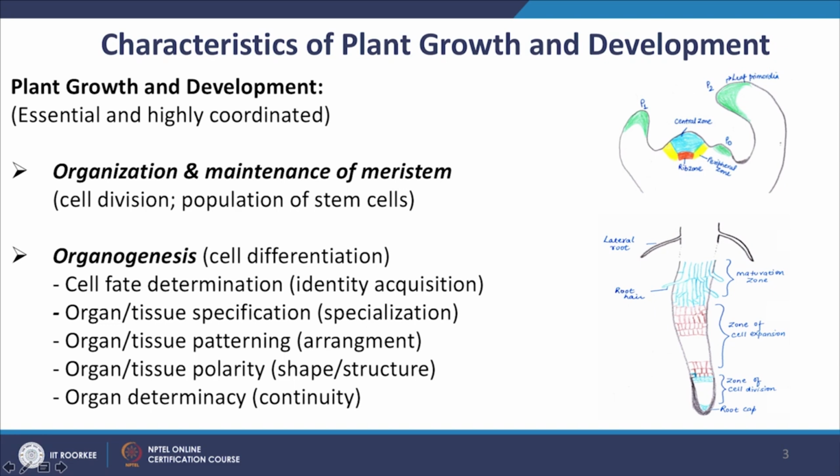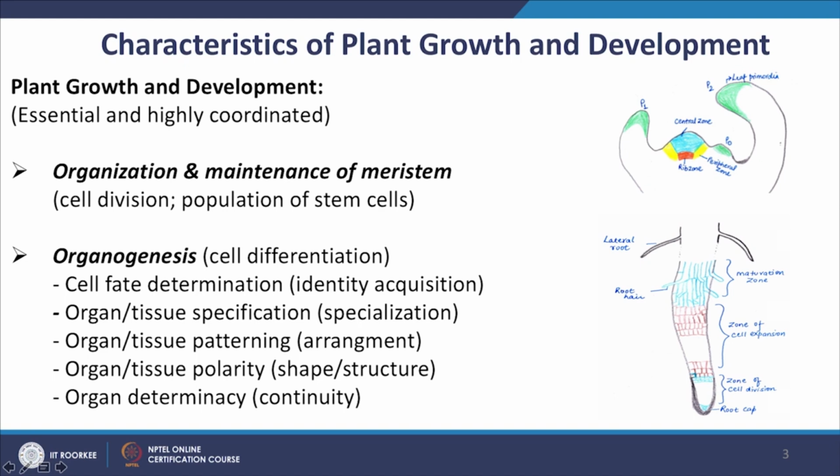So, there has to be a mechanism to produce the cells, then there has to be a mechanism that some of these cells retain their property as stem cells, and some of the cells enter the process of differentiation. What is the meaning of differentiation? What occurs during the differentiation?